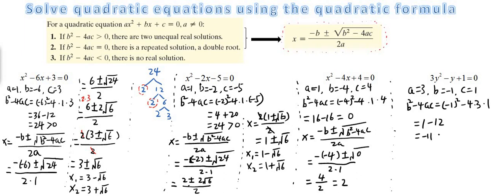So negative 11 is less than 0. So that means it satisfies the third scenario. That means we have no solution for this case. That's it.